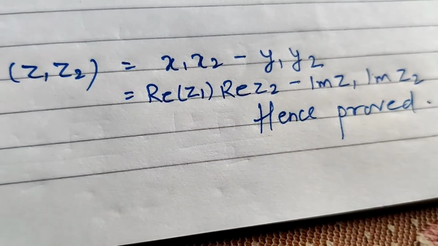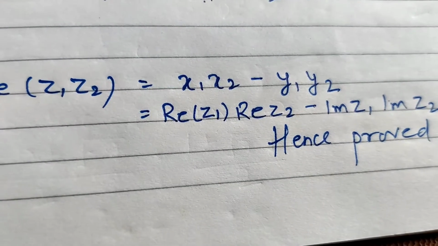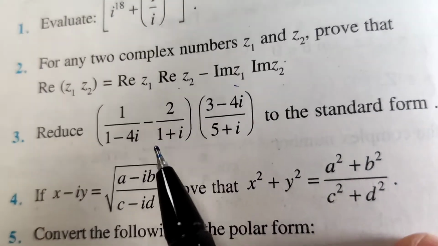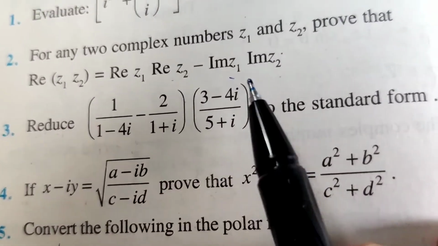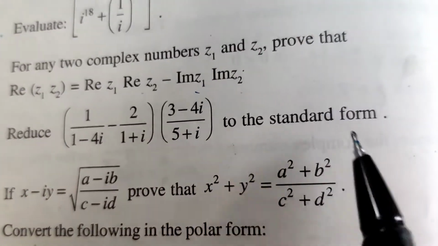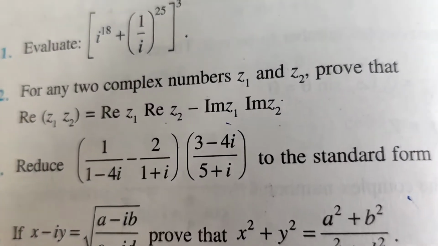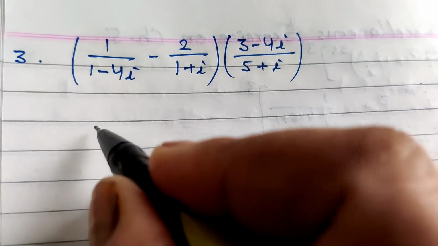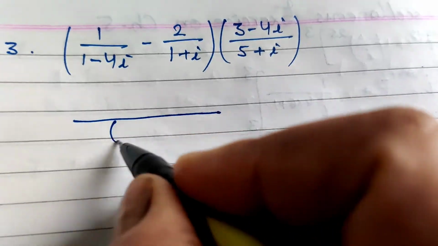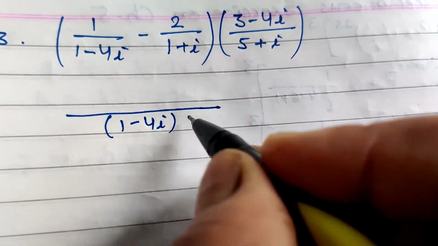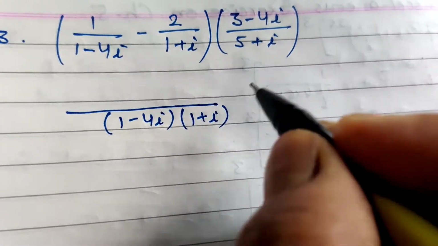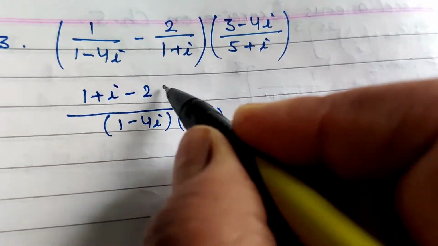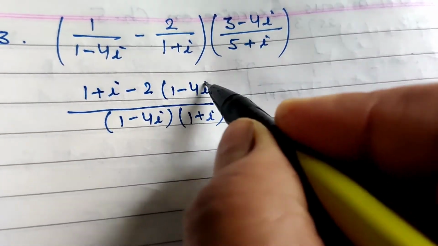Okay. Now question number 3. Reduce 1 upon 1 minus 4i minus 2 upon 1 plus i, times 3 minus 4i upon 5 plus i, to the standard form. Okay. The simplification of this number. First take LCM of 1 minus 4i and 1 plus i. It is equal to the (1 plus i) minus 2 into (1 minus 4i).